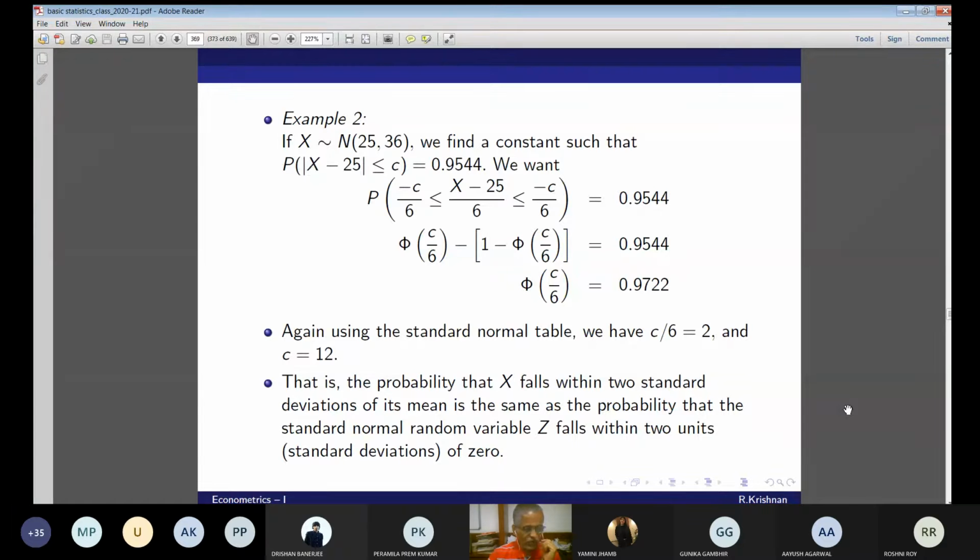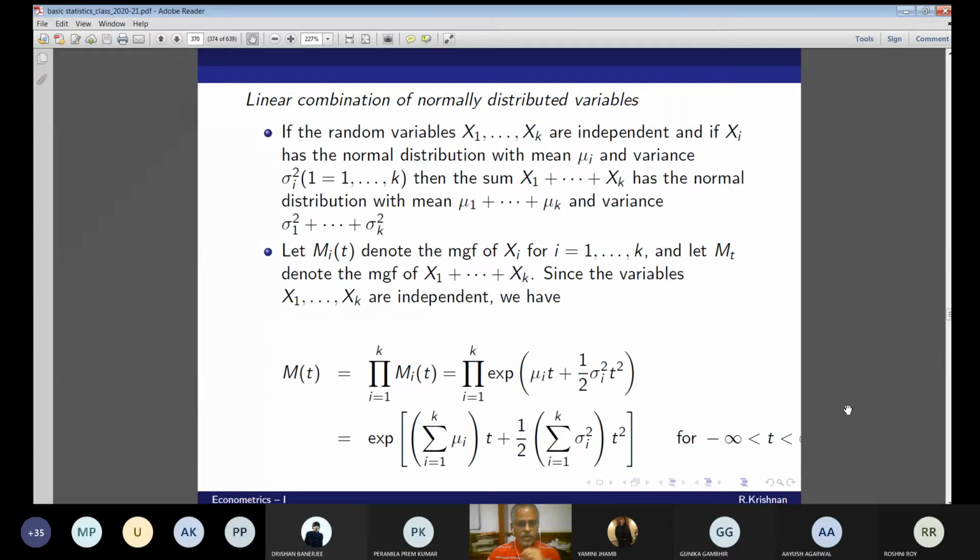Let's move on to another important topic: linear combination of normally distributed variables. So the random variables x1, ..., xk are independent, and if xi has a normal distribution of mean mu i and variance sigma i square, i equal to 1 to k, then the sum x1 plus ... plus xk has a normal distribution with mean mu1 plus ... plus mu k, and variance sigma 1 square plus ... plus sigma k square.